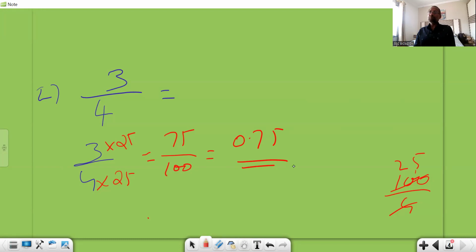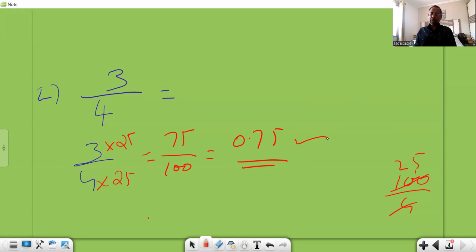That is correct. We know that 3 by 4 means 0.75. Yes. Half means 0.5, that is 5 by 10. This is 75 by 100.